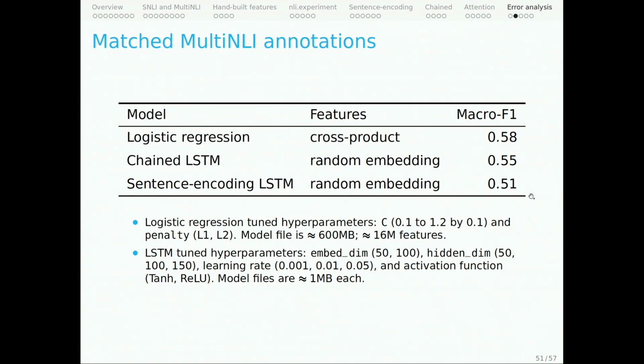Up here, I've given the performance on the 1,000 or so annotated examples. So the logistic regression was best, then chained, and then sentence encoding. Just as an aside, I wanted to store all the model parameters so that I could test them on new cases. The model file for the logistic regression is over 600 megabytes because it has 16 million features. The cross-product feature space is really large. Contrast that with the LSTMs, where the model files are each about a megabyte. So if I wanted to run these models on a phone, I just can't use the logistic regression, right? But these models down here are nice and compact. An important thing to keep in mind.